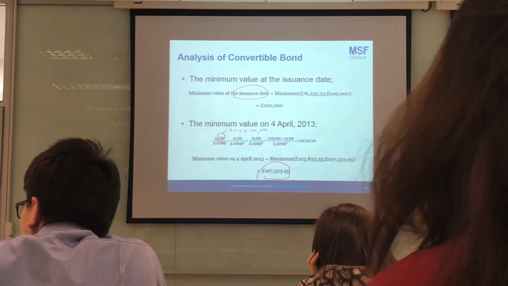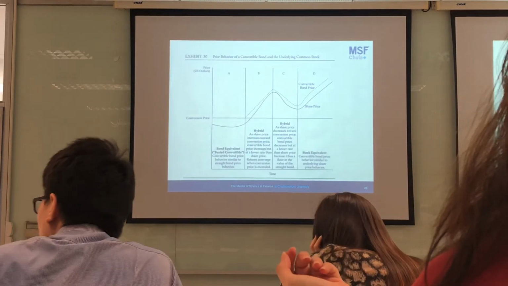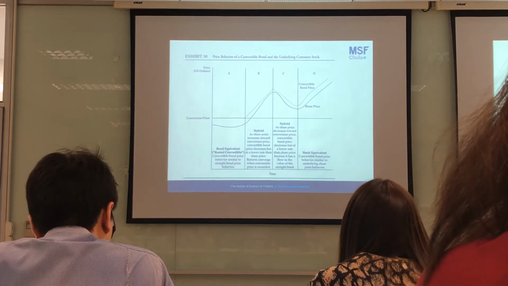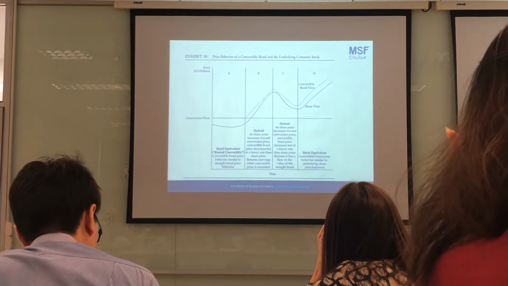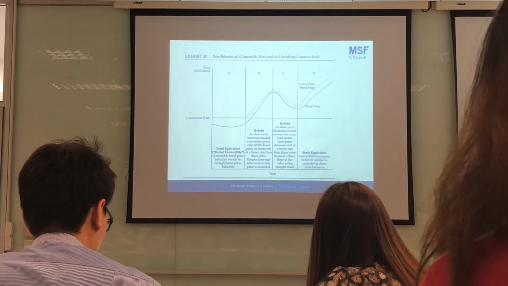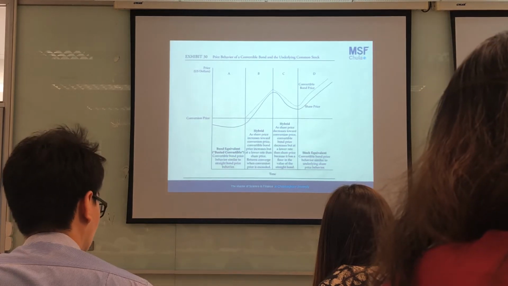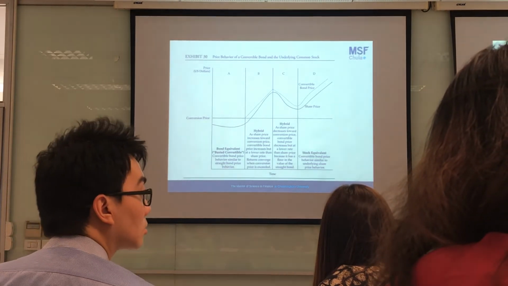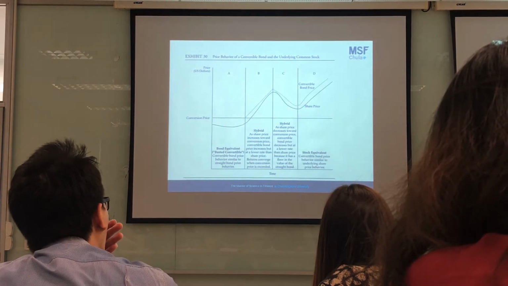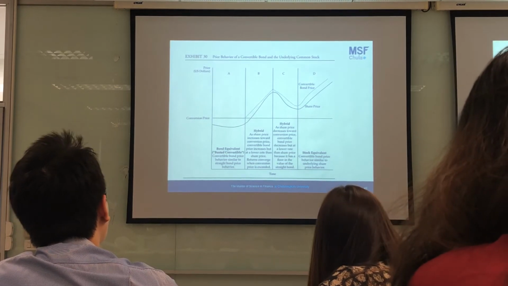One more explanation for your question would be this graph. It depends on the price of the stock too. This graph provides two lines. The dashed one is the convertible bond price, and the solid line is the stock price of the bond issuer.